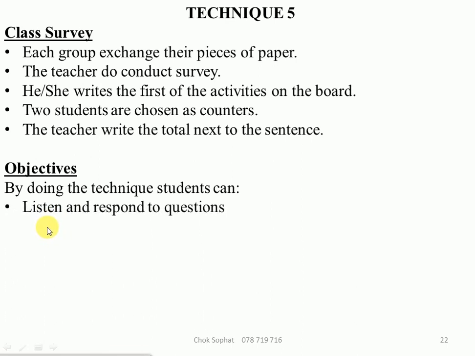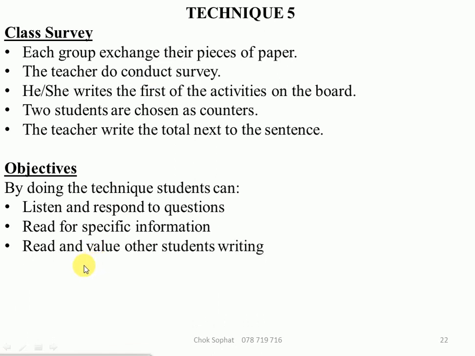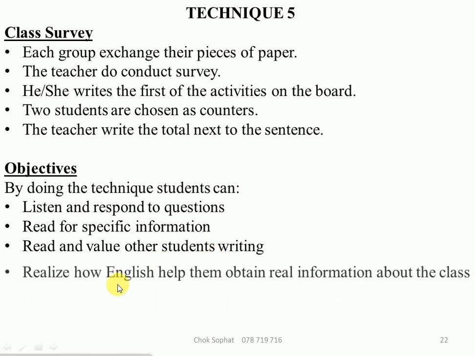Okay, the students can listen and respond to the question and read for specific information. So we can ask the students to exchange the paper and read the sentences that their classmates have written. Okay, read and evaluate other students' writing, so we can survey whether the students' writing is correct or not.